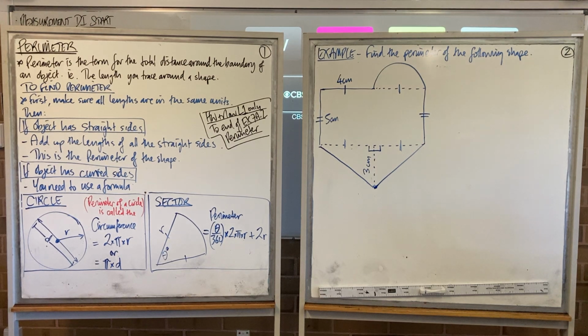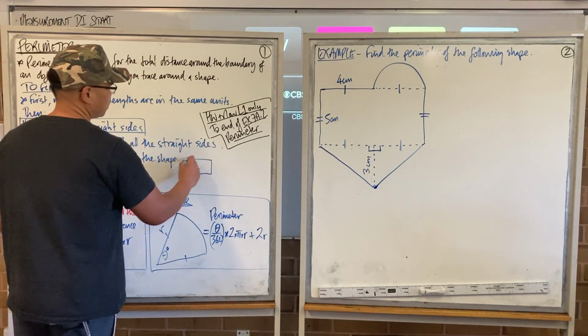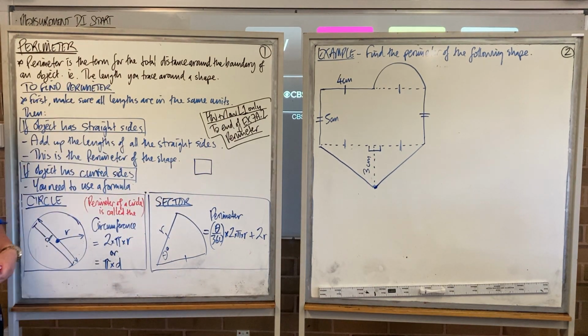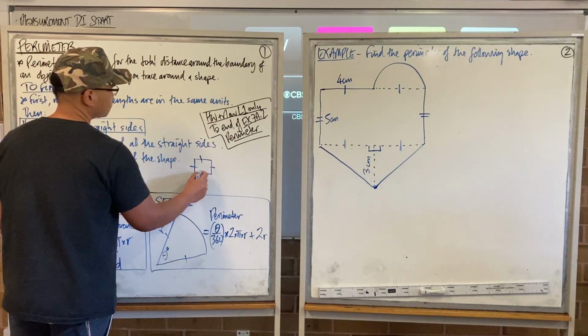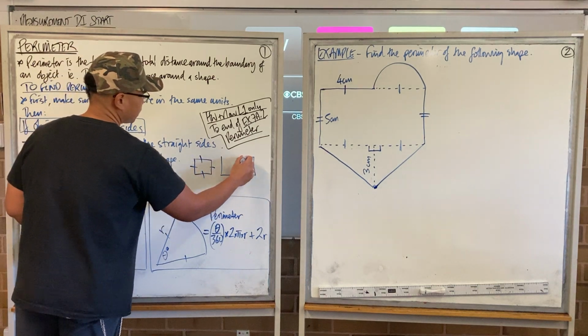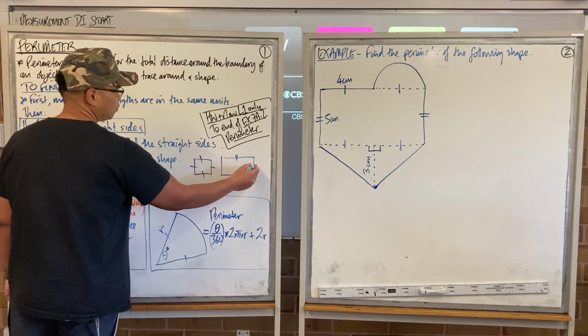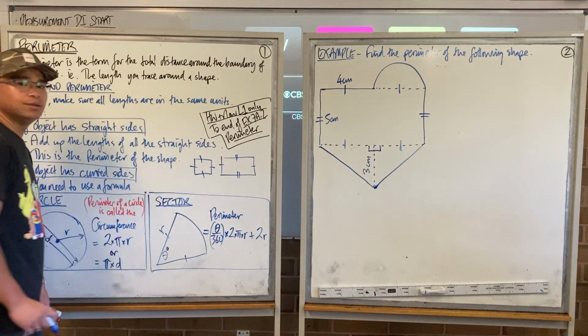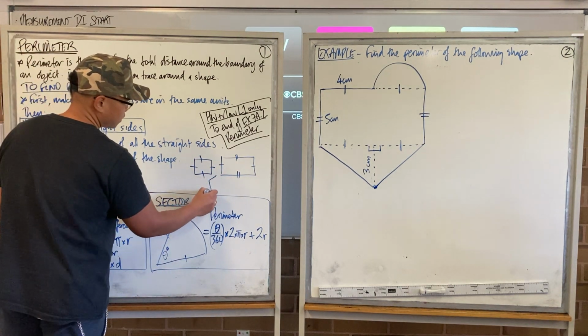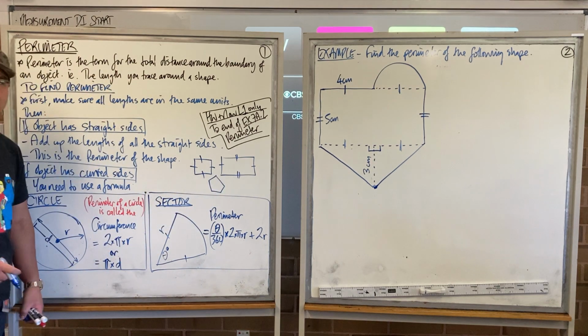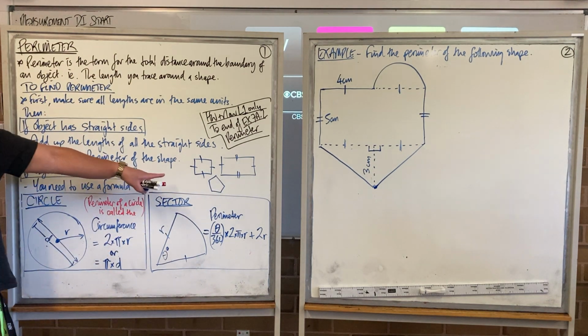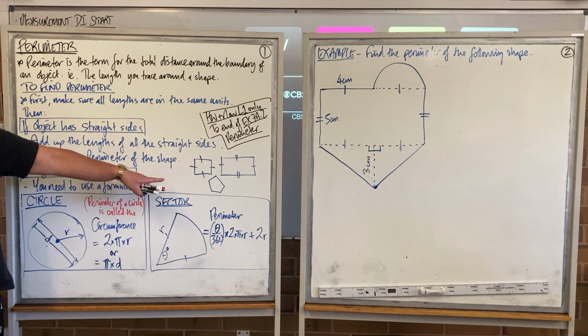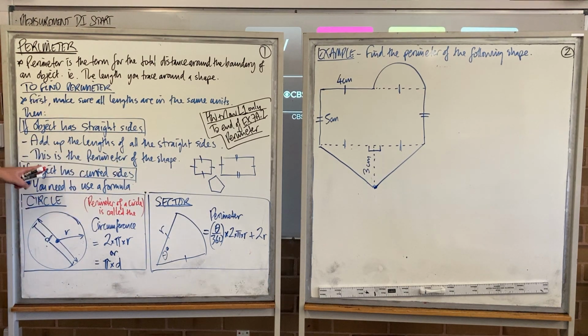Your book has a formula for finding the perimeter of a square. What's special about a square? All the sides are the same. What's the perimeter of a rectangle? What's special about a rectangle? Two of the sides are longer than the other two. What's a pentagon? It's got 5 sides. I'm not going to waste time giving you a formula for that because all those have straight sides. I can cover that by just telling you if something has straight sides, you add them all together, as long as they're the same units.